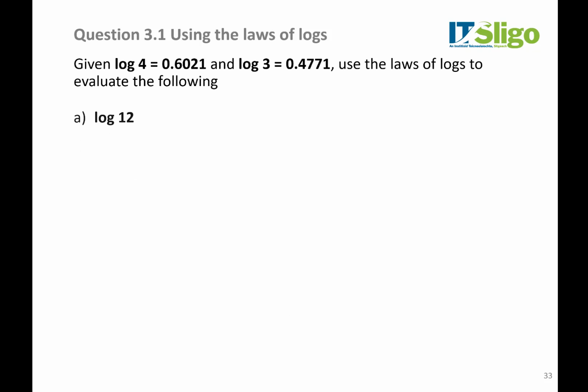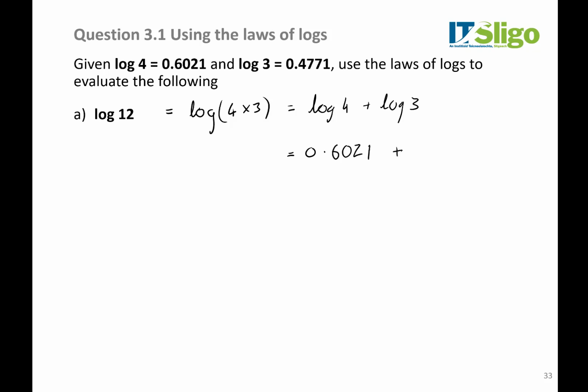Similar problem, the log of 12. Well, this could be, using rule 1, the log of 4 by 3, I'll do it in the order they're written. So using rule 1, the log of 4 plus the log of 3, which is 0.6021 plus 0.4771. Just use your calculator.